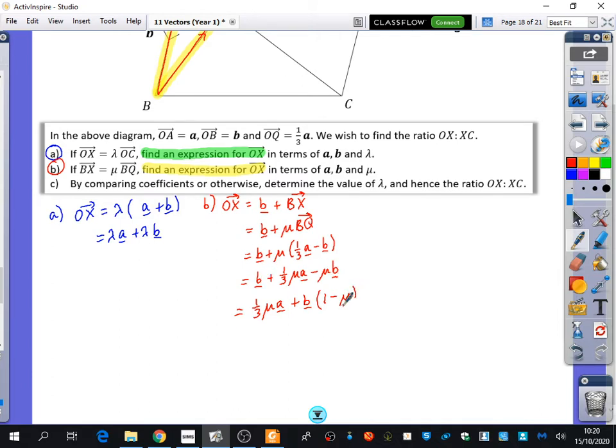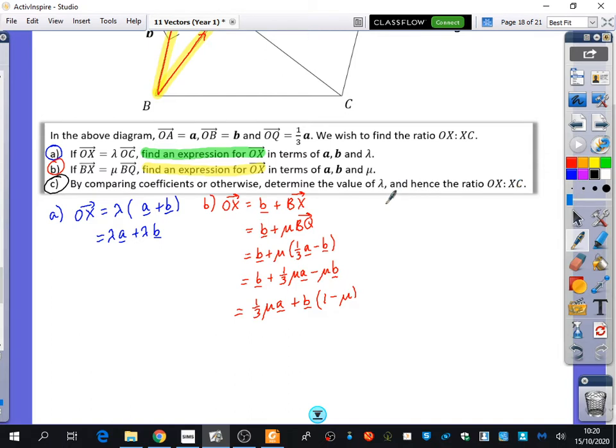Now remember what we've calculated. This is what OX is equal to. I've done part A and I've done part B. I'm going to do part C in black pen now. I'm going to compare coefficients or otherwise, but we're going to do comparing coefficients. We're going to find out the value of lambda and the ratio OX to XC.